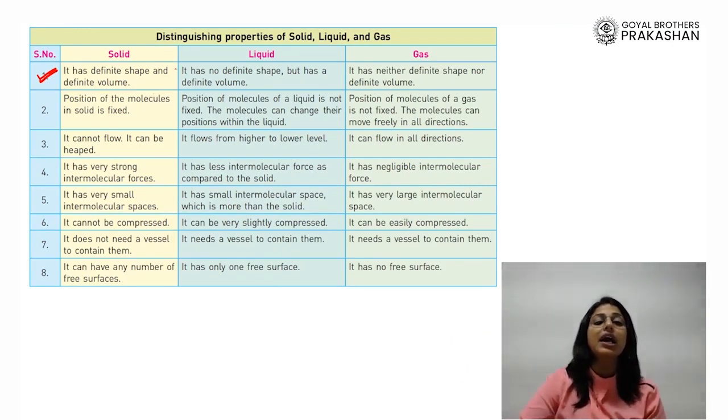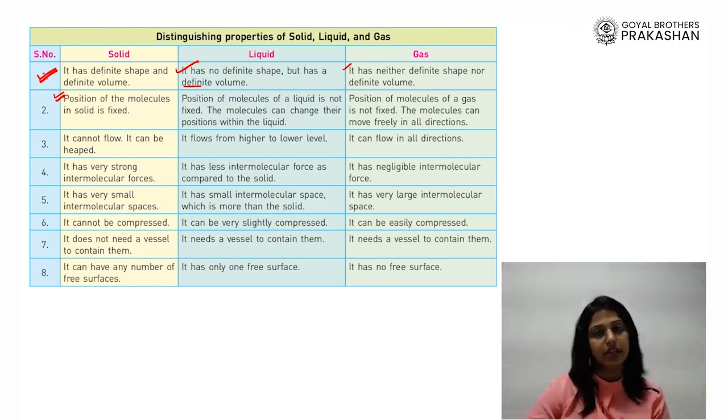On the other hand, the liquid has no definite shape. It takes up the shape of the container, but it has a fixed or definite volume. The last one, which is the gas, neither has a definite shape nor a definite volume. The next point is, the position of the molecules in a solid is fixed. They are not moved. But the position of molecules of a liquid is not fixed. They can move around in the liquid, right? So the molecules can change their position within it.